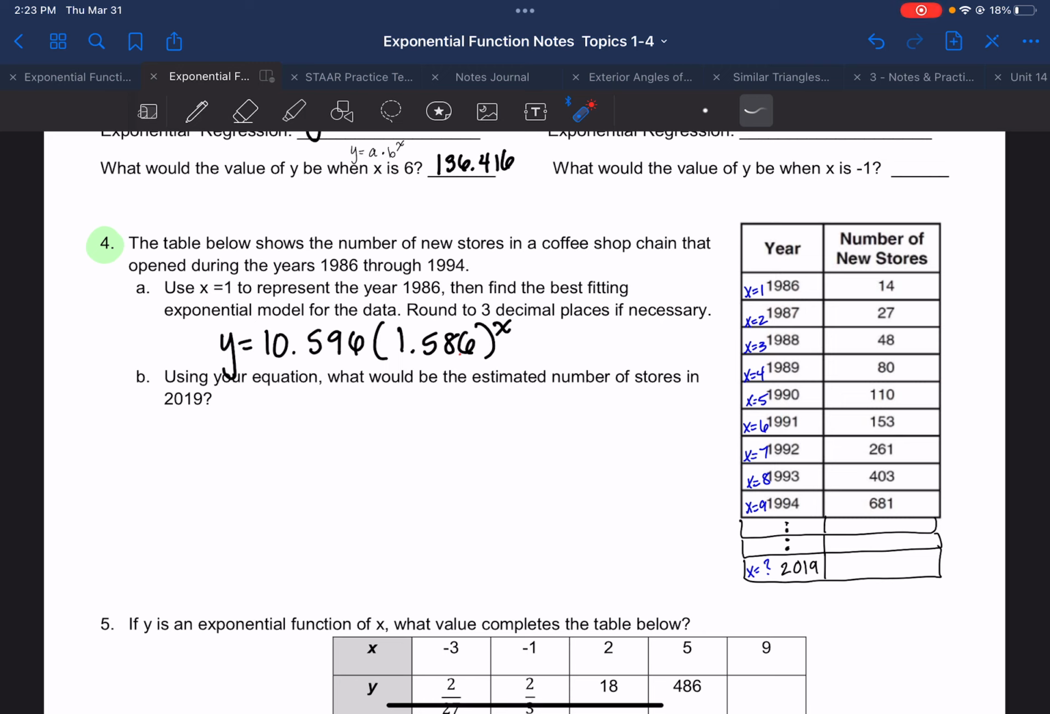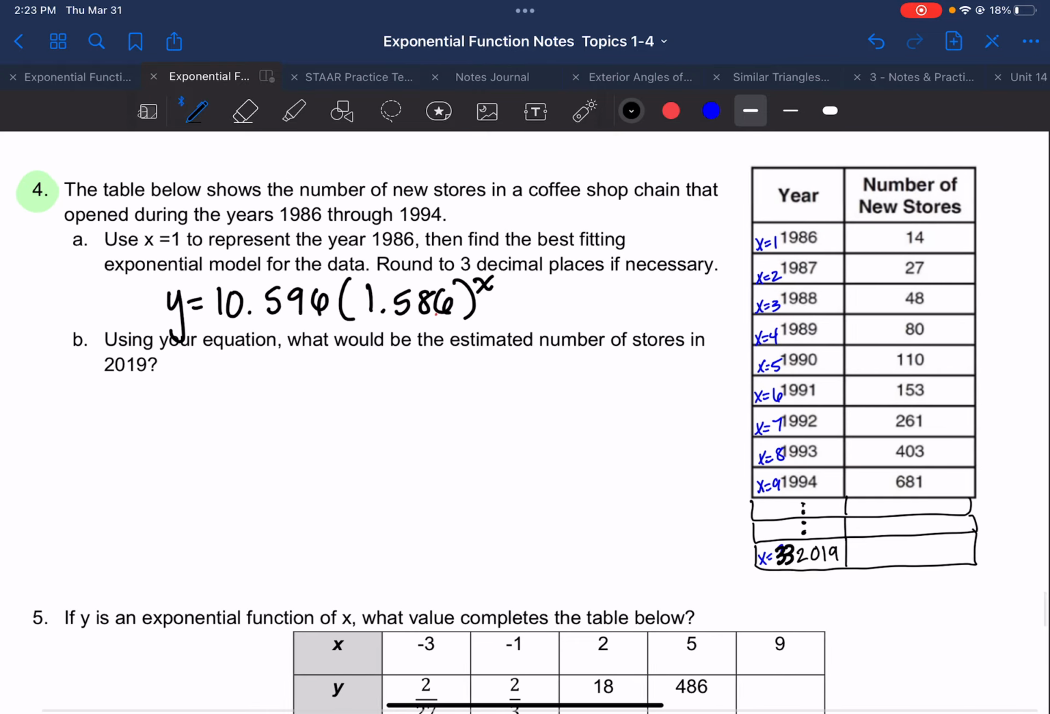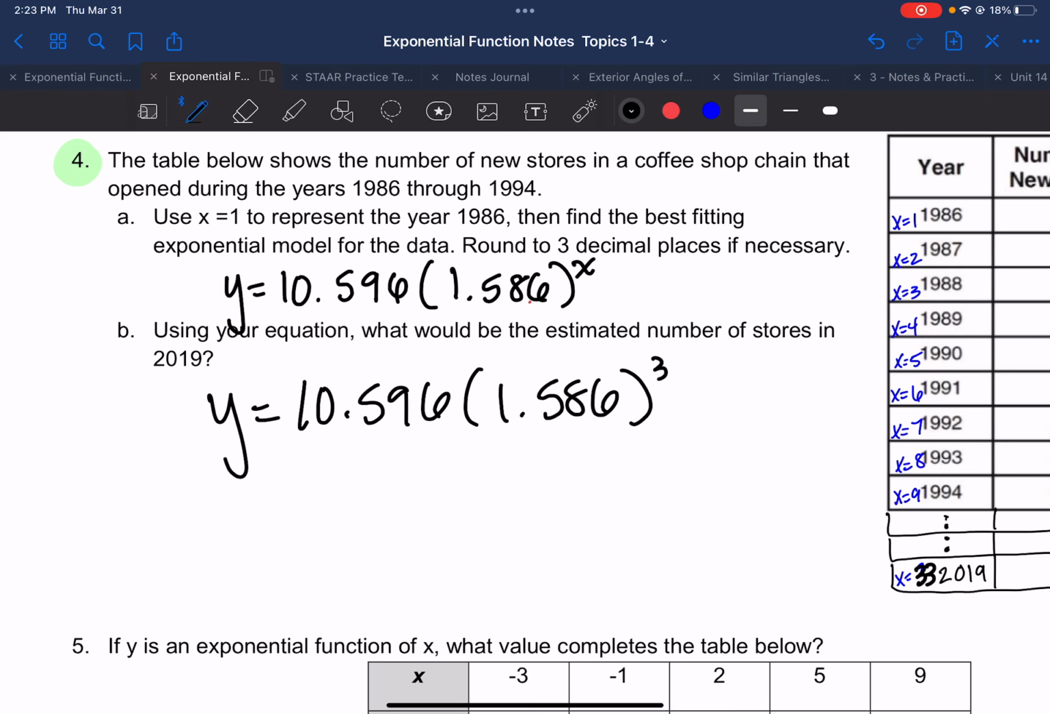Really, we would just have to subtract this year from this year to figure out how many years have passed, right? That's it. When you subtract that, you would get 33. So 33 years have passed since then. So what you're really going to plug in is 33. So you're going to have y equals 10.596, 1.586 to the power of 33. Let's plug that in real quick.